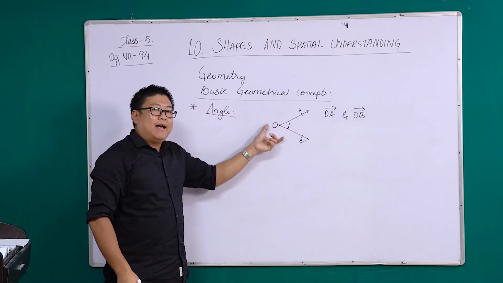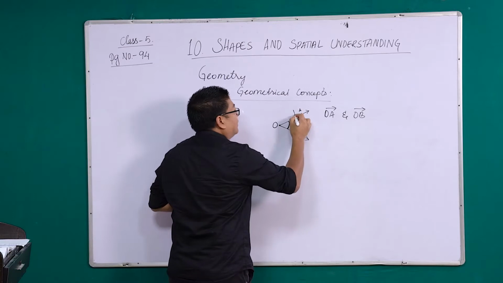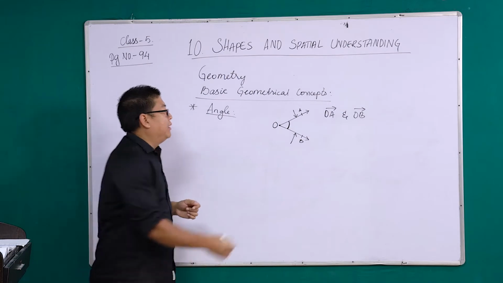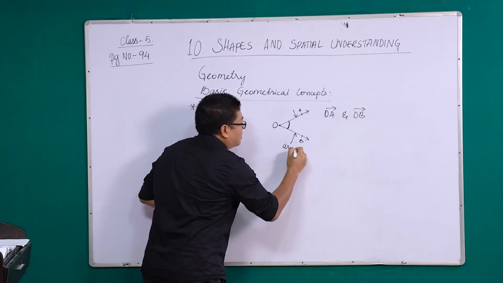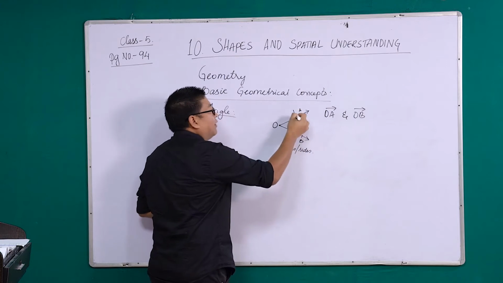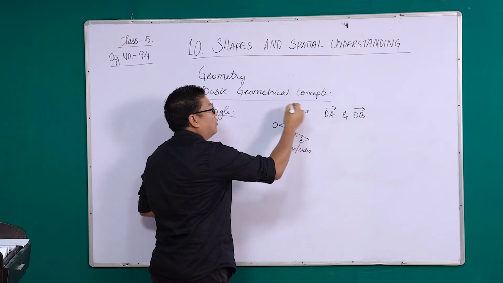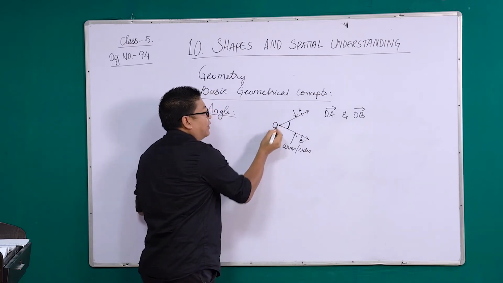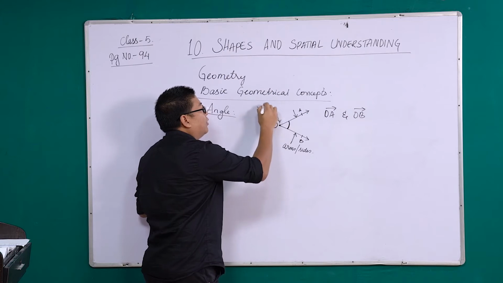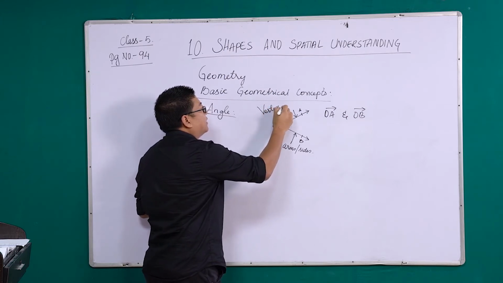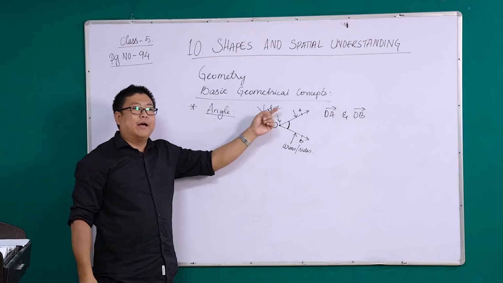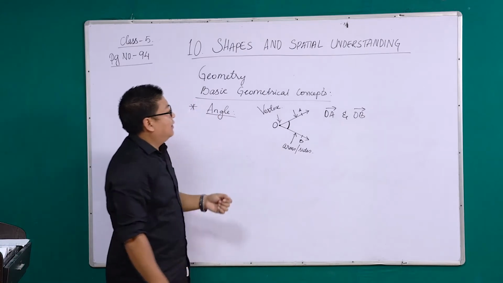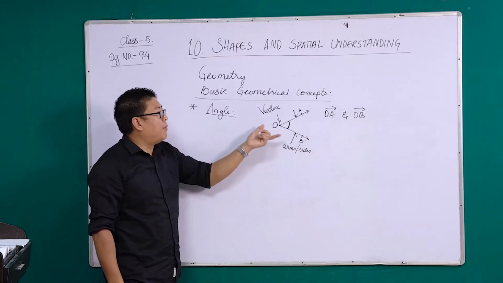Now these rays have another name for them. These rays can be called arms or sides. Similarly, this can also be called an arm or side. So these two are your arms or sides. And this common endpoint is called your vertex. V-E-R-T-E-X, vertex. All right?